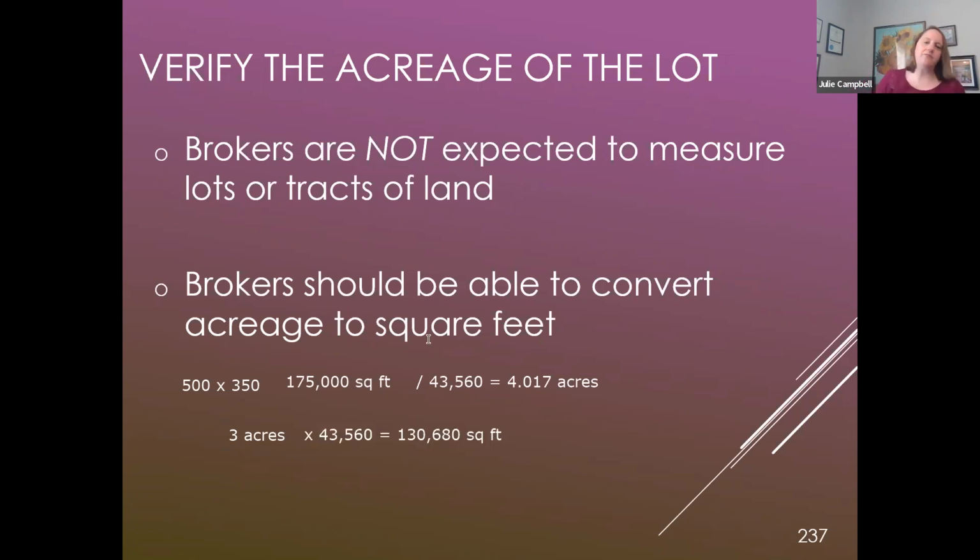And I get 130,680 square feet. So what I'm telling you guys, to go from square feet to acres, you divide. To go from acres to square feet, you multiply. All knowing that magic number, 43,560. Any questions? You guys got this written down? Do you feel like you could work one of these problems if I gave it to you?